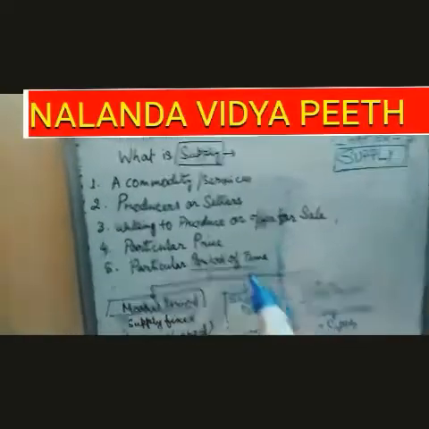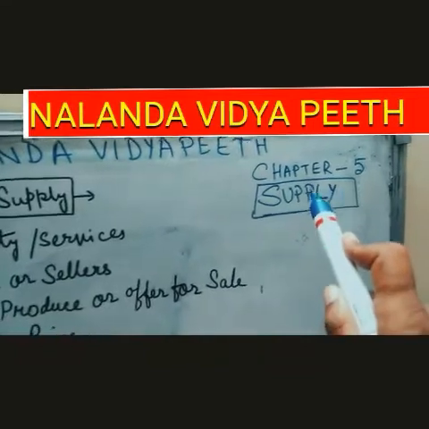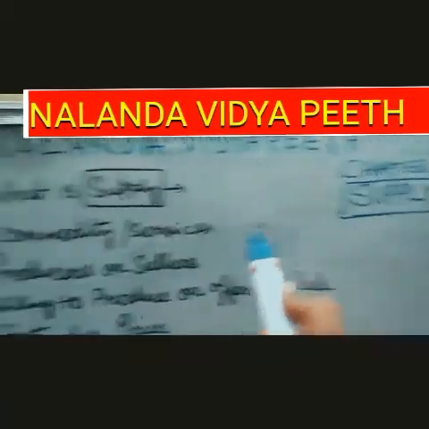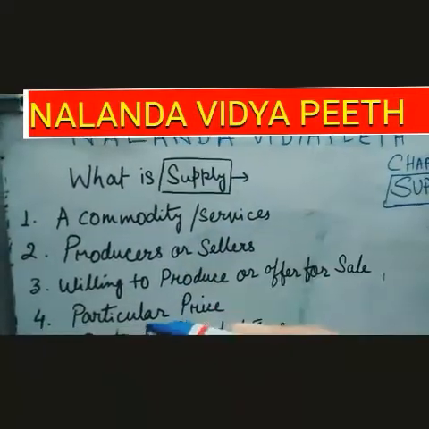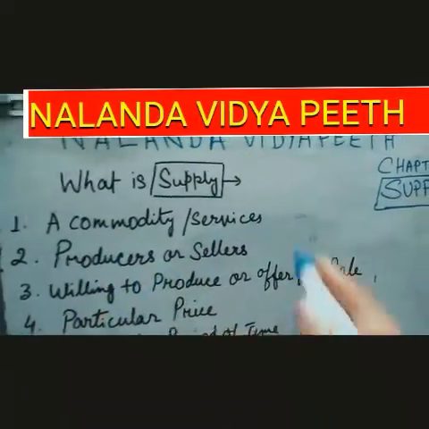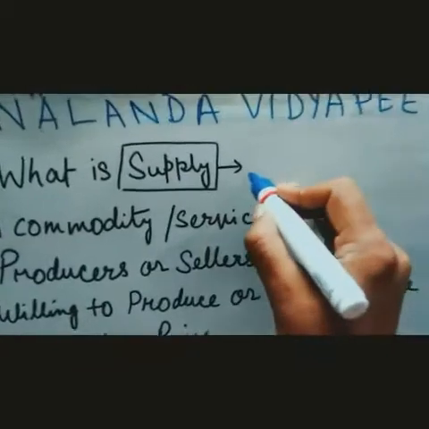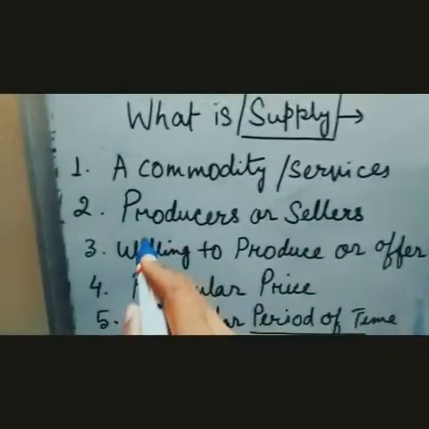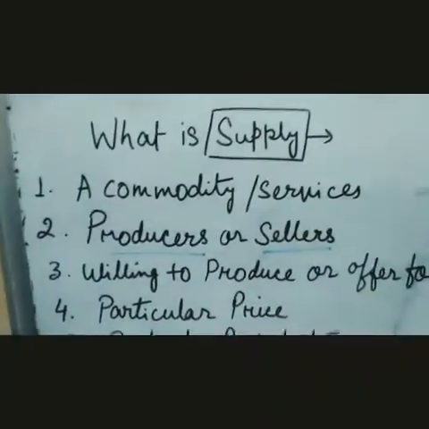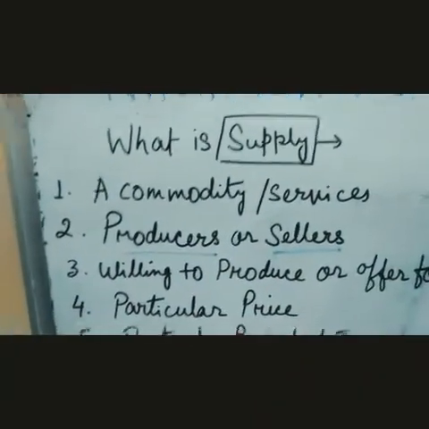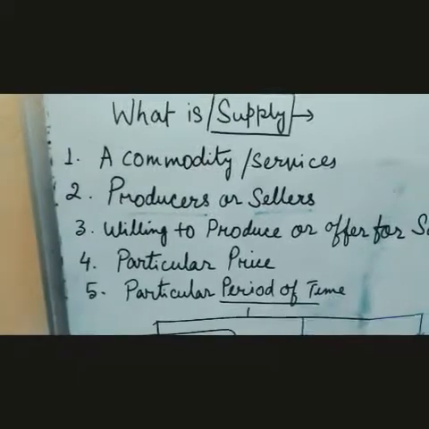Good morning, students. Let us start a new chapter, and that is chapter number 5, supply. Now, what is supply? It's a vis-a-vis of demand. If demand is important and demand is coming from the consumer side, supply comes from the producer side, the salesman side or seller side. Now, for supply, what are the important ingredients?